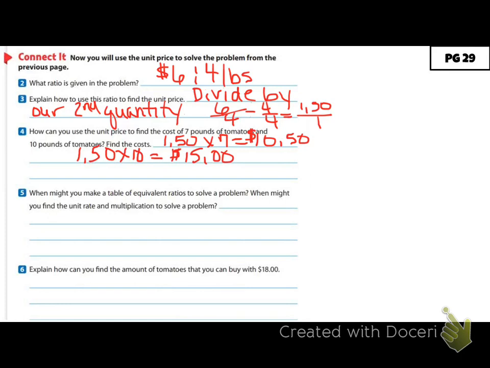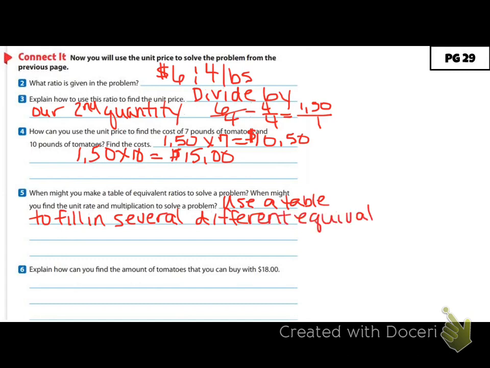Number 5, when might you make a table of equivalent ratios to solve a problem? When might you find the unit rate and multiply to solve the problem? Well, we'd probably want to use a table when we have to fill in several different equivalent ratios. If you're having to do one at a time, it will take you a lot longer to do the multiplication method than it will be to just fill in a table and work your way through. To find the unit rate then, unit rate and multiply is when you're doing just one or two.